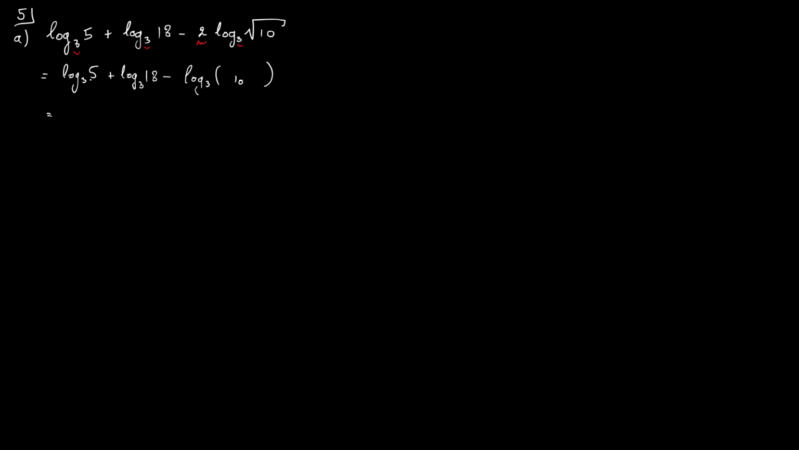Now, because they're all on the same base, we can bring them together, and you can say log 3 of 5 times 18 minus log 3 of 10. So in this case, you find log 3 of 90 minus log 3 of 10. And then basically you can contract it again, but here, careful, because it's not a multiplication anymore, because there was not a plus in between.